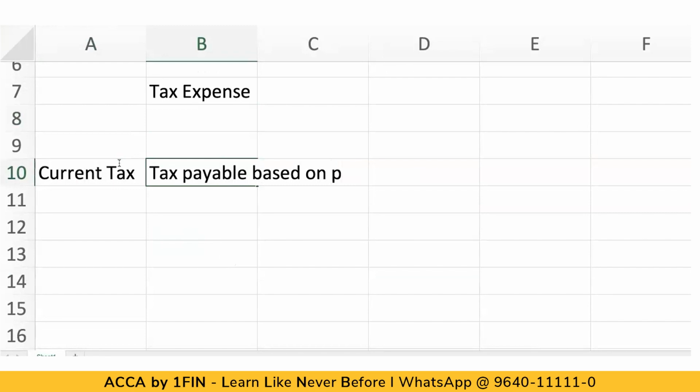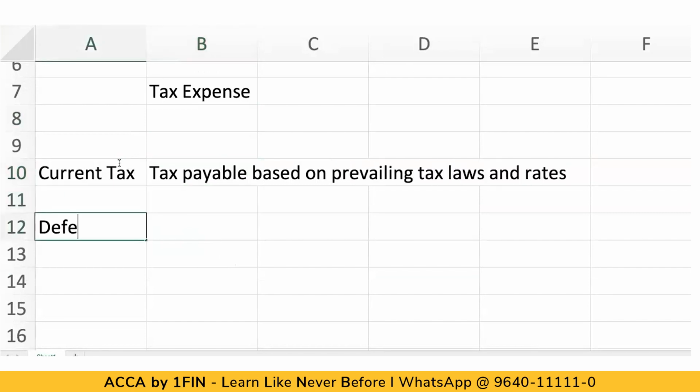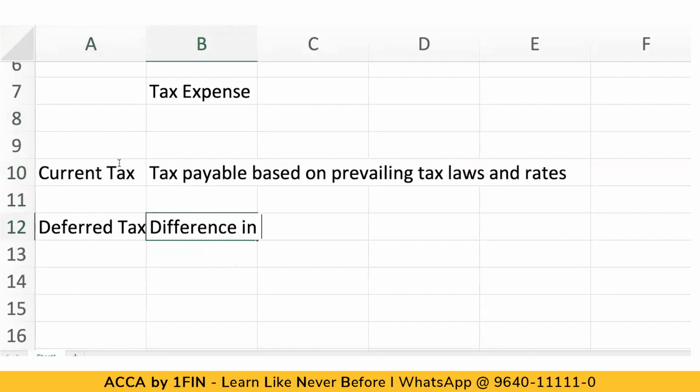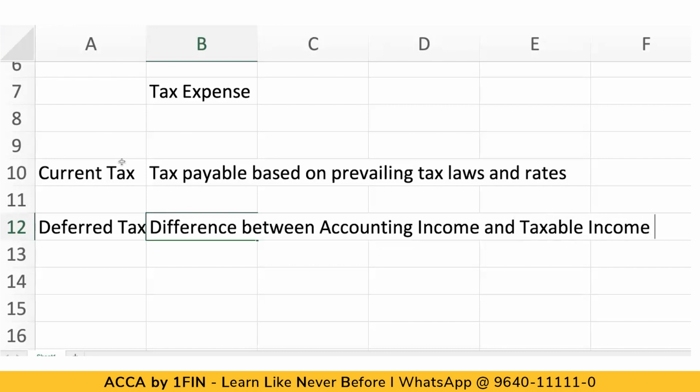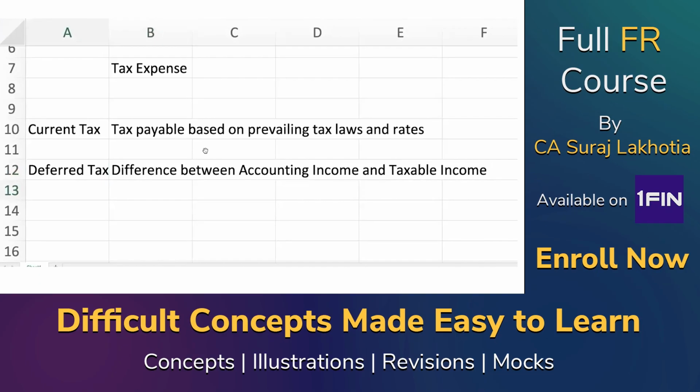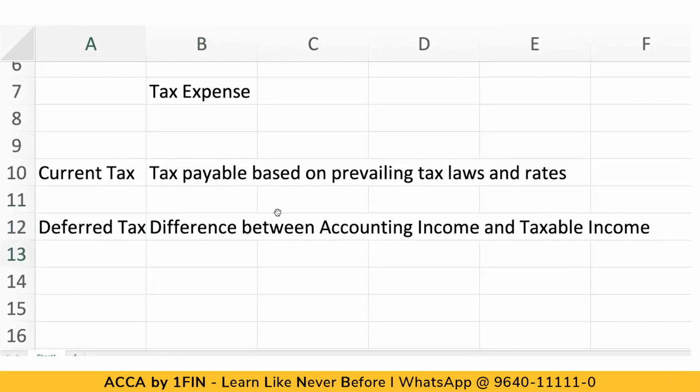based on prevailing tax laws and rates. Whereas deferred tax arises because there is a difference between accounting income and taxable income. Because there is a difference between accounting income and taxable income, that is when a deferred tax question arises. Okay. Now, when you have deferred tax, the question is whether there is a deferred tax asset or a deferred tax liability.